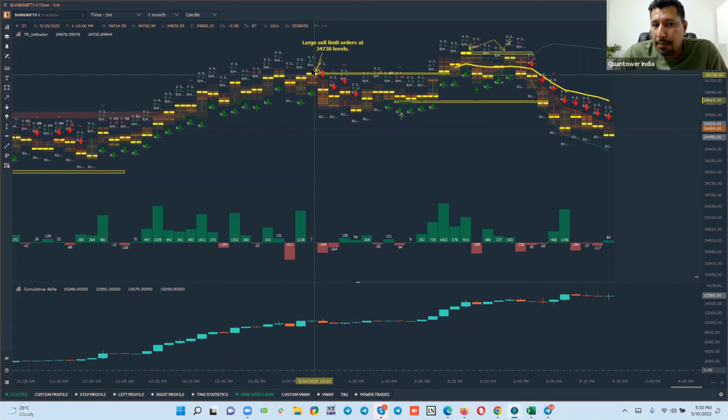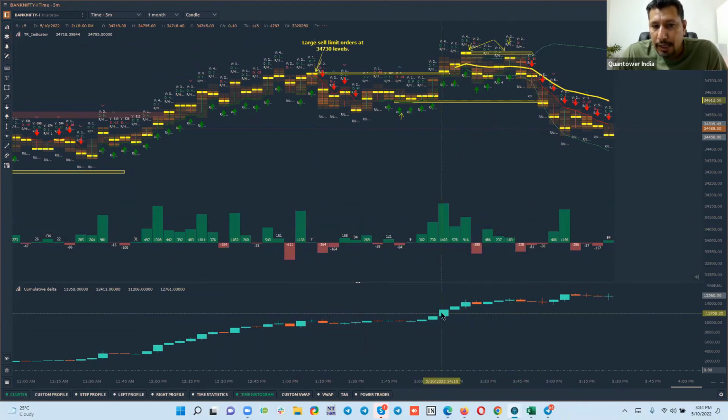Every selling that has happened, even at this level, was absorbed, which means that there is a lot of buying happening at a lower level on any correction. So that gives you an indication that the market is likely to go up. But then up to what level? You also need to understand that once these levels are taken out, there is a possibility of correction.